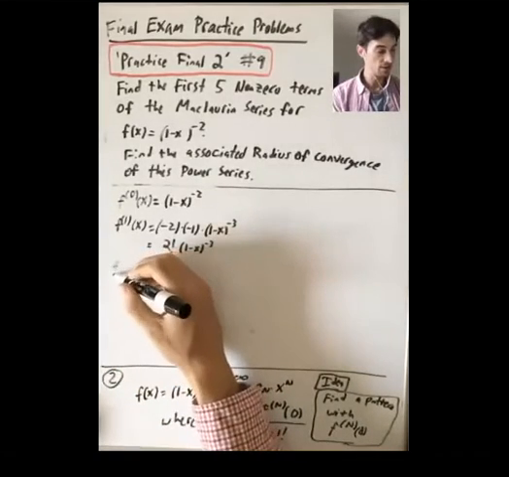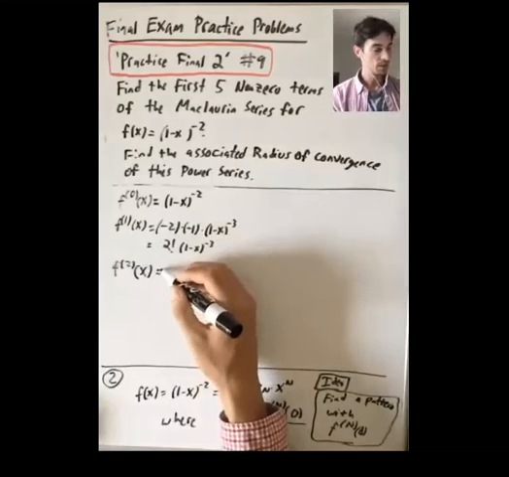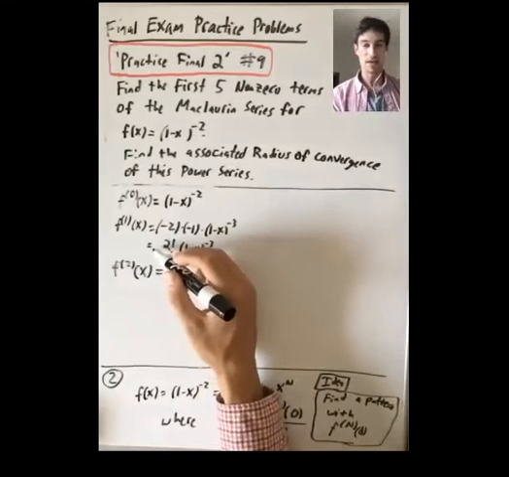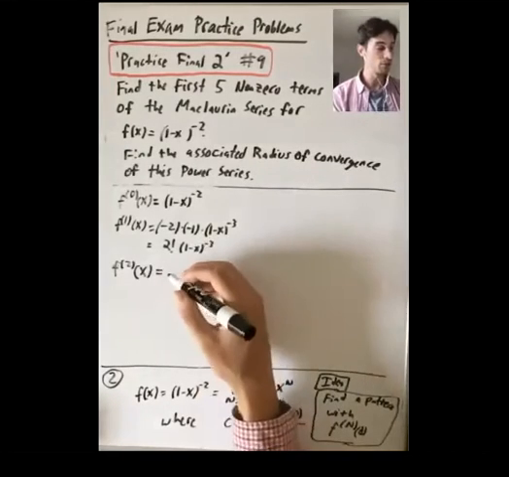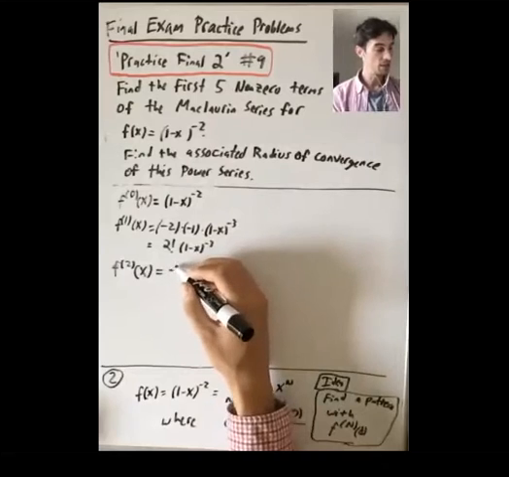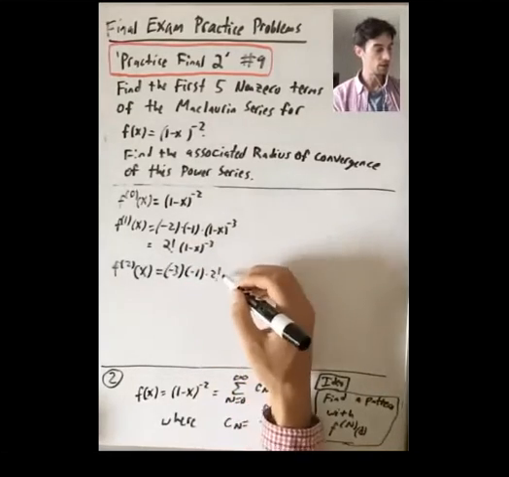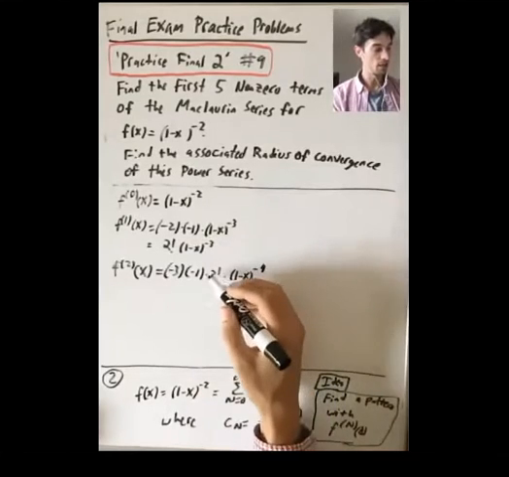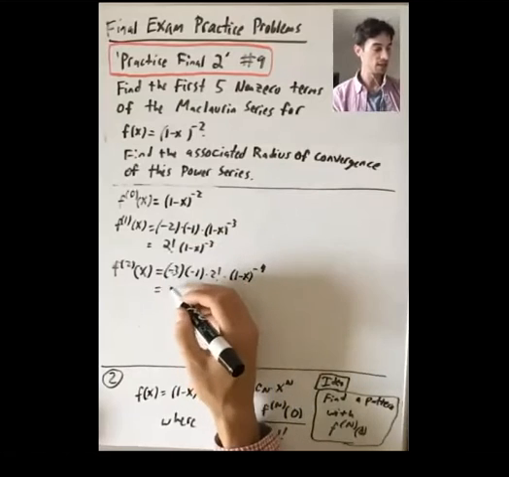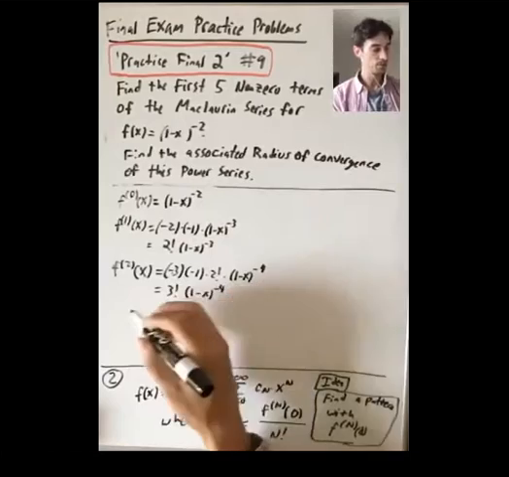So let's take the derivative again, and let's see if we can start to notice a pattern. The minus 3 comes down, we get minus 3 times 2 factorial, and we pick up an extra minus 1 from taking the derivative of the inside in the chain rule. So we get minus 3 times minus 1 times 2 factorial times (1 minus x) to the minus 4. The minuses cancel, we just get 3 factorial times (1 minus x) to the minus 4.